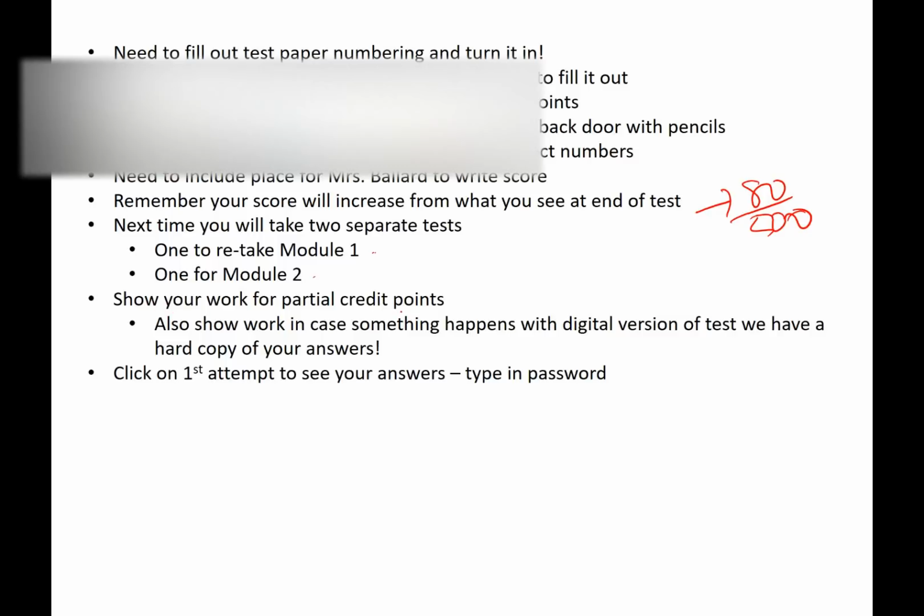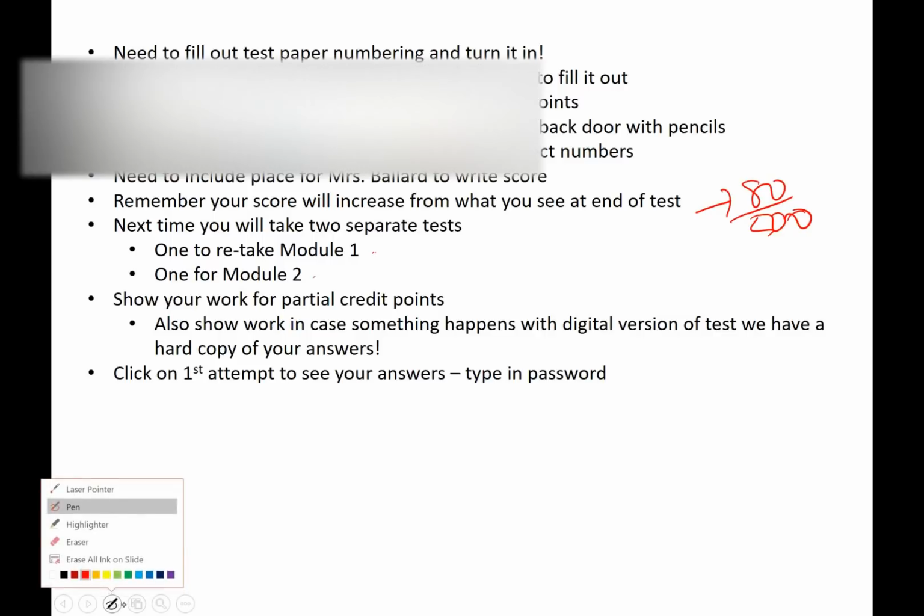You also want to make sure you're showing me your work for partial credit points. If I don't see any work, like I could have given some points on number 10, the inverse problem on this last one, but I couldn't because you didn't show any work. You just wrote down something. So I want to see all of your steps, okay? And you also want to show work or even write down just your answer in case something happens to the digital copy. And then in order to see your answers, you're going to click first attempt and type in a password.